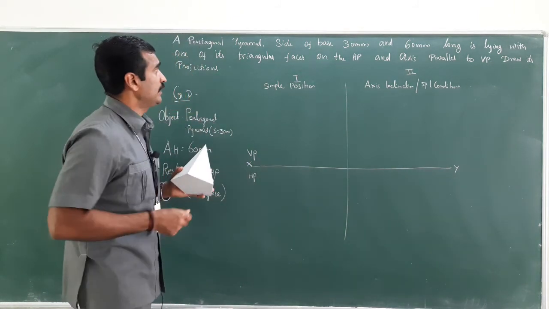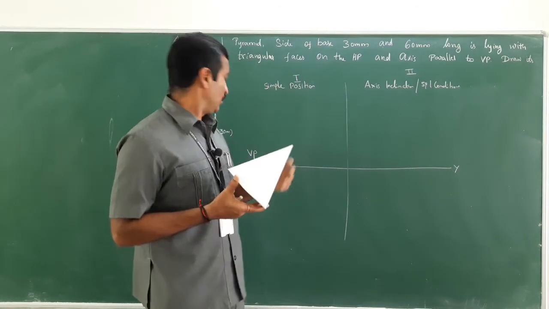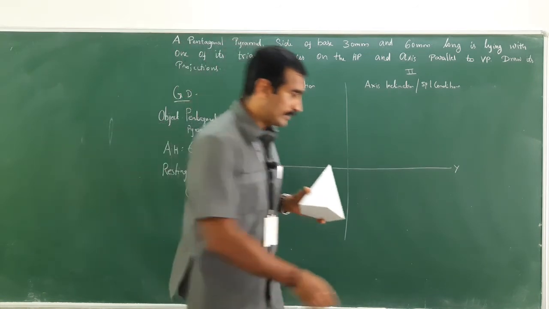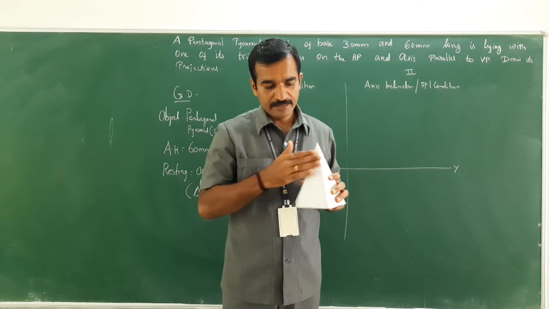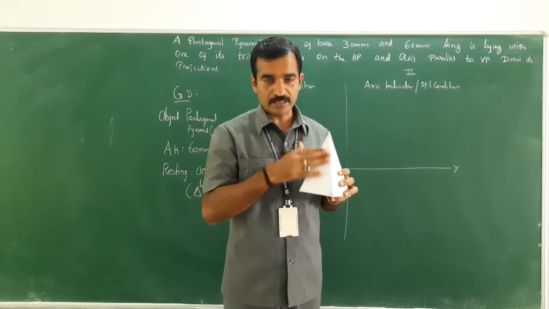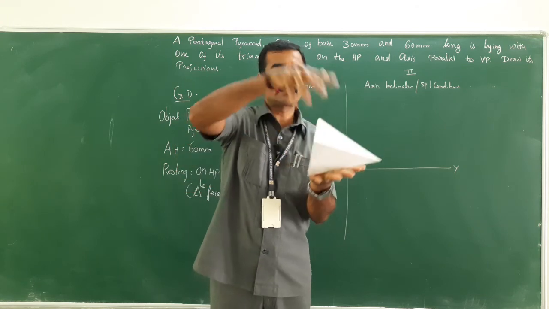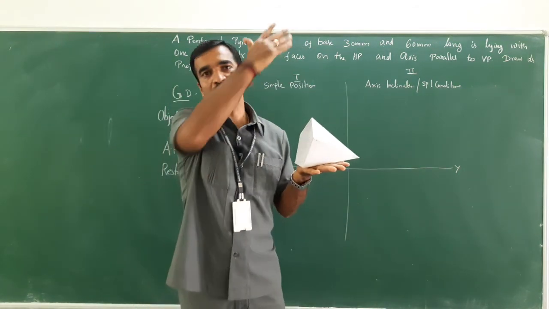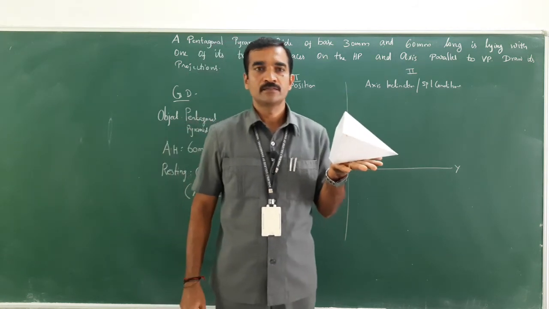How is the object being placed? One of its triangular faces is on HP. So here, as far as this drawing is concerned, where is the triangular face? These are triangular faces. How is it resting? With one of its triangular faces in this manner. It's on the HP, and the axis is parallel to VP. So this is how it's lying, right.